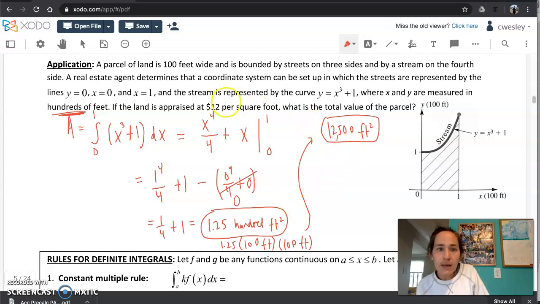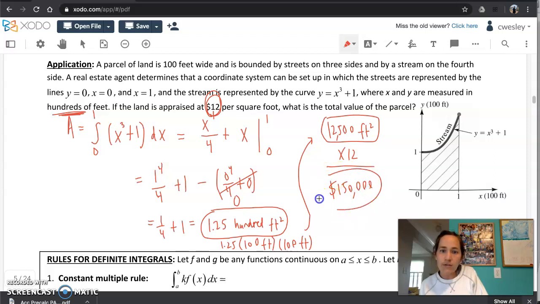If you take this and multiply it by the price per square foot, multiply it by 12, you'll get the value of the land. So we can finish the question. And it is valuable, $150,000 for that parcel of land.